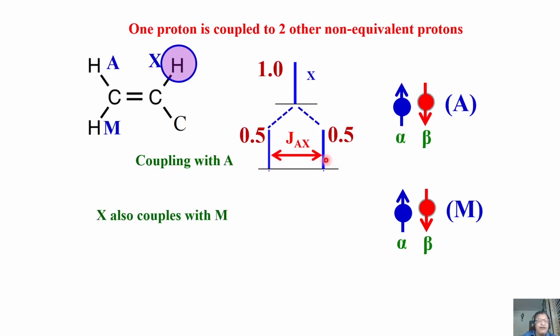Now, I bring coupling of proton X with also proton M. Okay? Now, when I bring this, what is going to happen? Each of these lines splits into a doublet because M is coupling to X again. So, one was splitting into two. Now, again, because of course I have taken some coupling strength here, I don't know what it is. This M is coupled to X and splits each of these lines into a doublet. Please remember, each of these lines is split into a doublet.